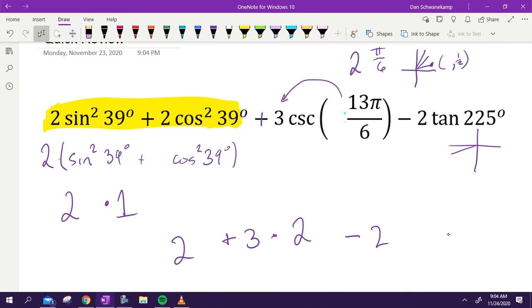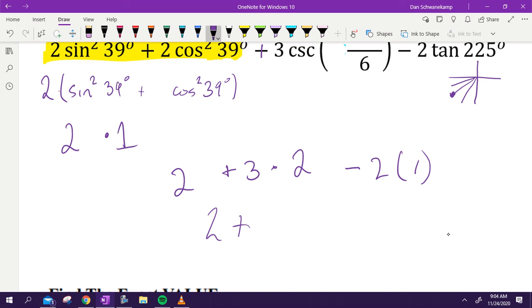Minus 2 times tangent of 225. 225 is down here, third quadrant. Top, middle, or bottom? Middle. It's 225. It's in the middle. And then at that spot right there, both the x and the y are the same, and they're both negative. And so my answer is 1. So 2 plus 6 minus 2, my answer is 6. Make sense on that? A little challenging, but at the same time, it's a good practice of being good at all those things at once.